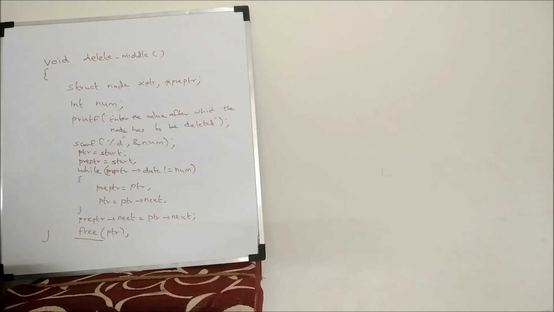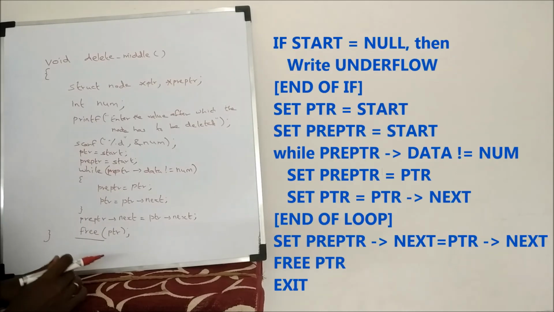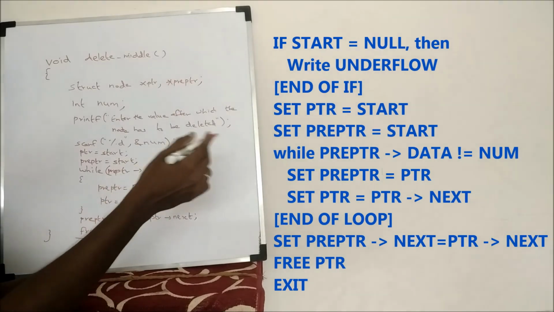Now we see how to delete a middle node of the linked list. So this is actually the C code. I will explain how this code can be generated from the actual algorithm. So you just see the algorithm.